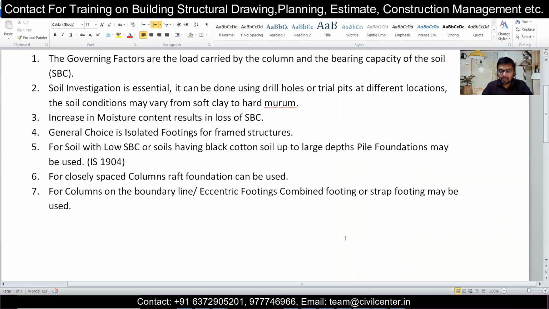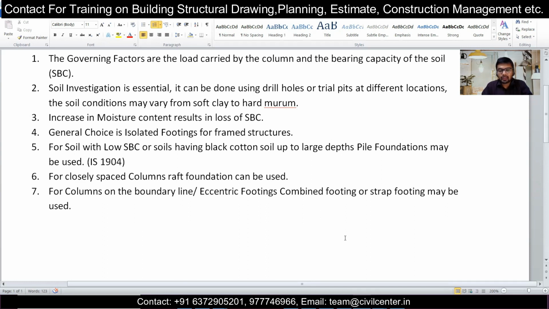And when we have low SBC. As I told you, in the soil test report, the SBC is given at different depths. So suppose up to 1 meter or 2 meters or maximum 2.5 meters, that is the distance up to which you can go manually by excavation or with the help of some excavators. If up to that depth the soil bearing capacity is low, in that case we'll go for our deep foundation, and you can study the IS 1904, which you'll also do after this topic is covered.